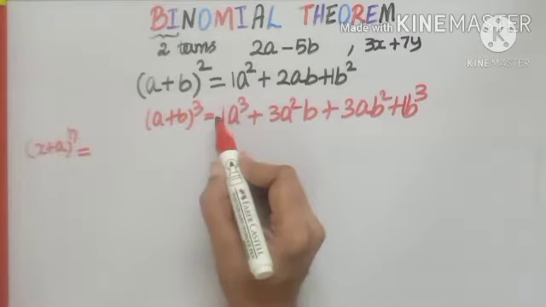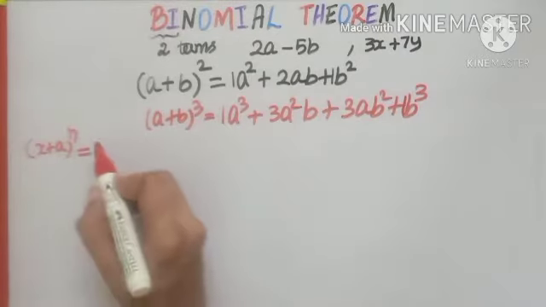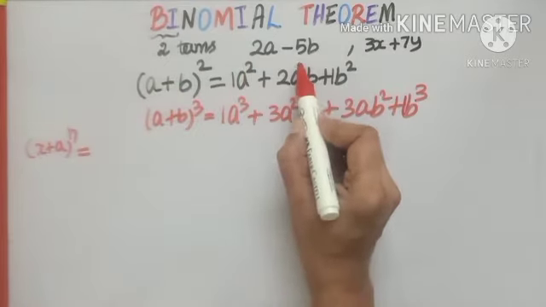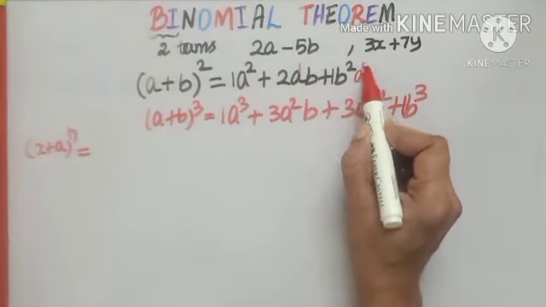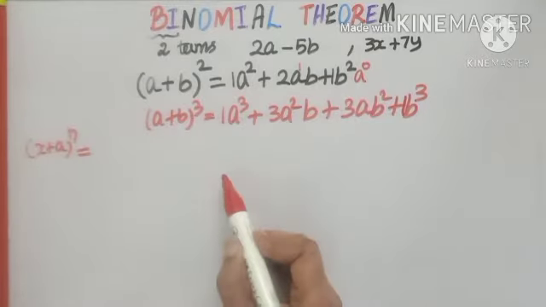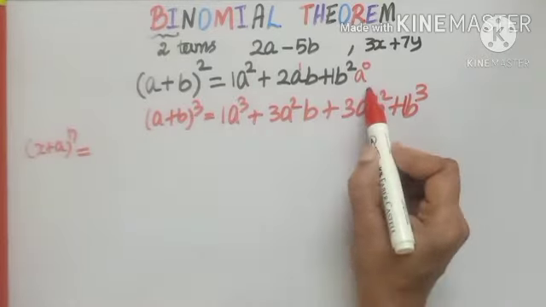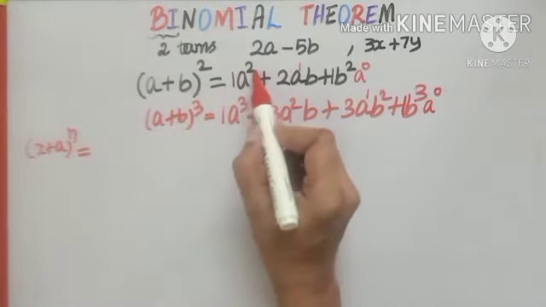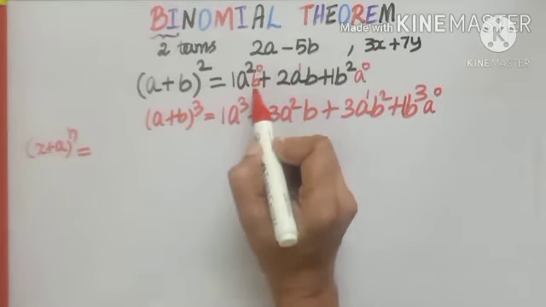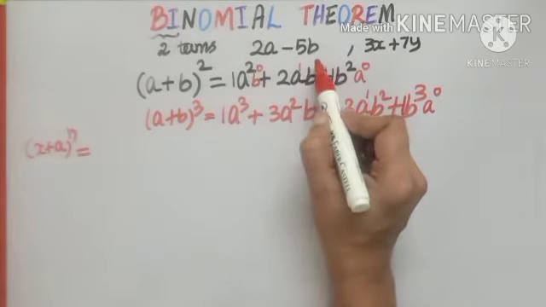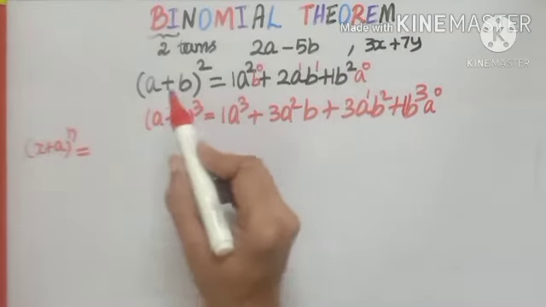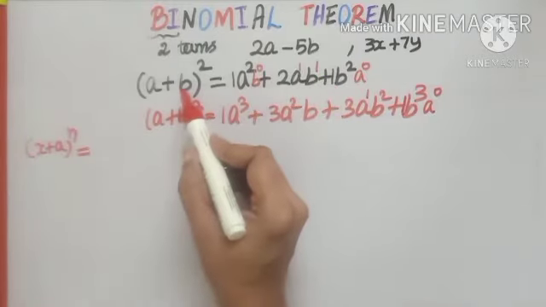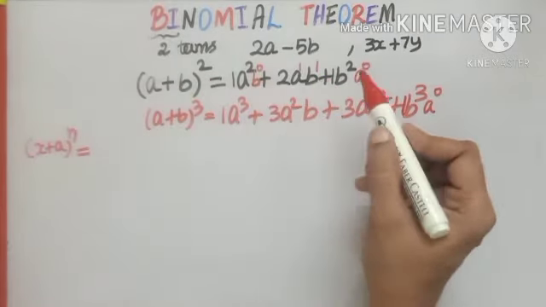See how we are going to write it using the same pattern. First term, when it is square, a power 2, a power 1, then a power 0. When it is a the whole cube, a power 3, a power 2, a power 1, then a power 0. What about the second term? First time it is not coming. I can write it as b power 0, then b power 1, then b power 2. So, first term keeps on decreasing in the power. Second term keeps on increasing in the power.